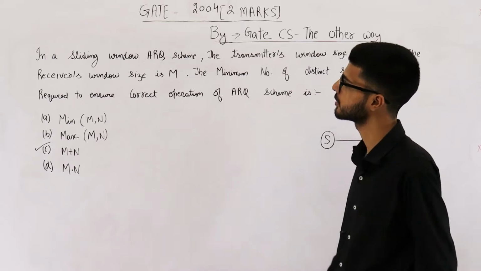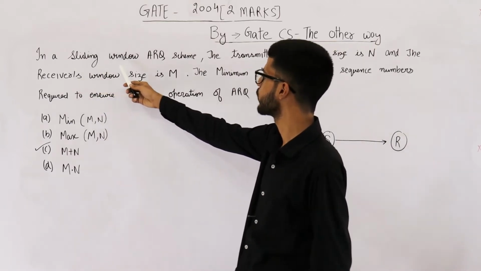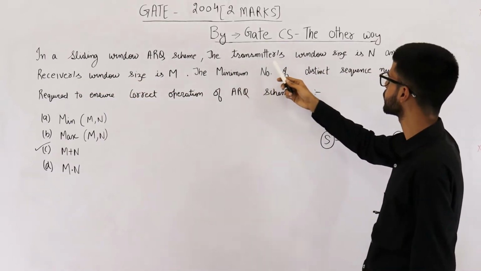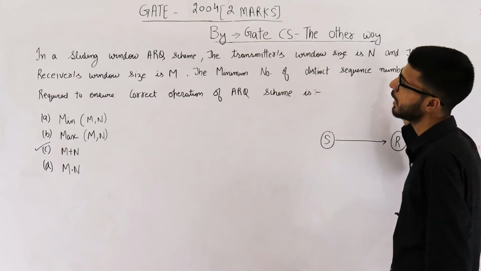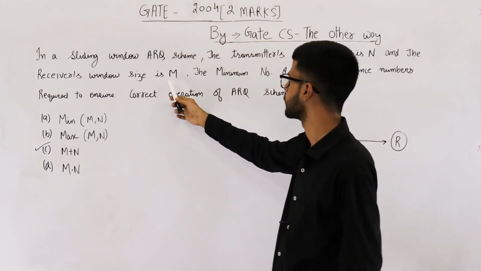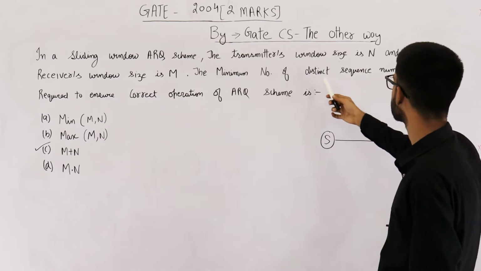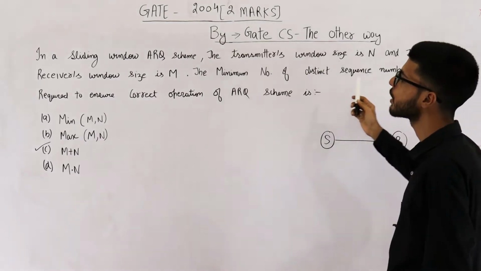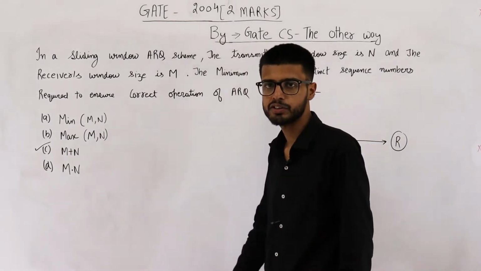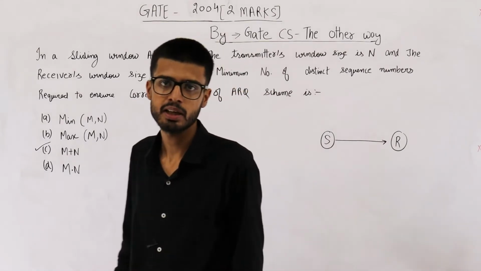It's for 2 marks. They are saying in a sliding window ARQ scheme, the transmitter's window size is n and the receiver's window size is m. The minimum number of distinct sequence numbers required to ensure correct operation of ARQ scheme is.